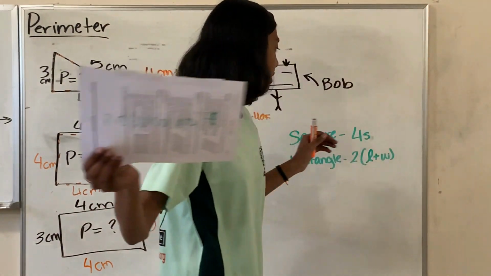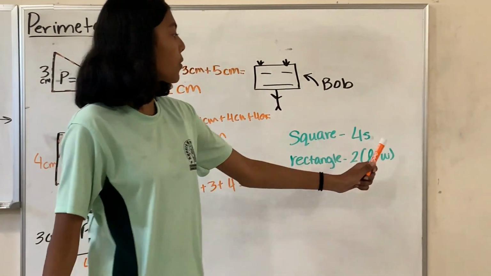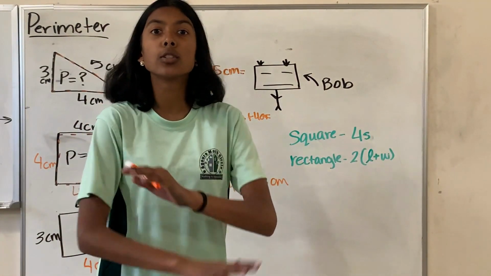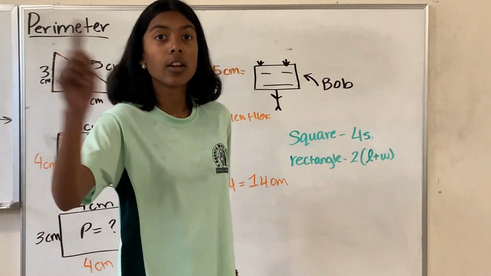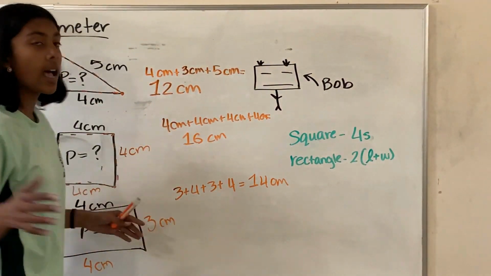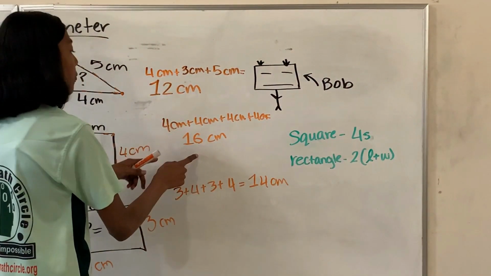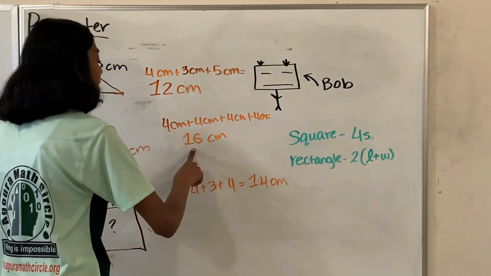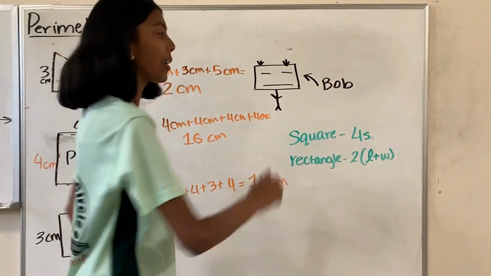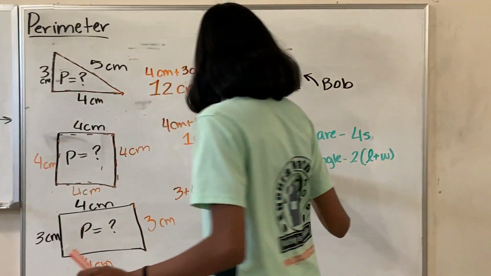Let's uncover it. For a square, if we only have a side length, all we do is 4 times that side length. For example, in this, the side length was 4. We multiply it by 4. We get 4 times 4, which is 16 centimeters. Yay, it works! Now let's use our rectangle.